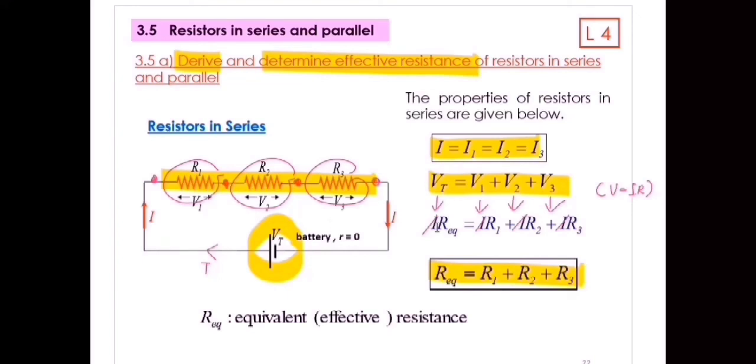So if the resistors are in series, for example, this is 5 ohms, and we have 5 ohms here and another 5 ohms here. For the equivalent resistance, we just add it all up. So R_EQ will actually be 15 ohms. So this is if the resistors are connected in series.